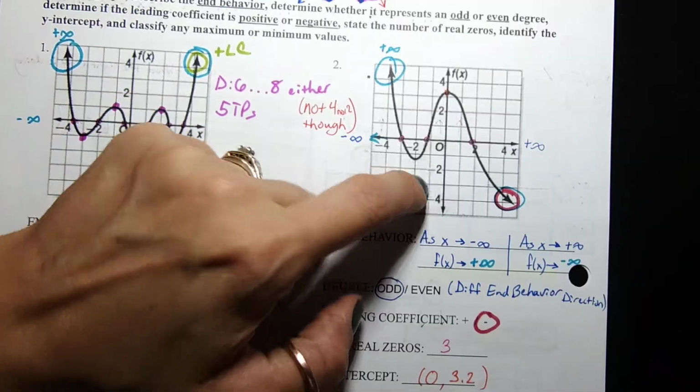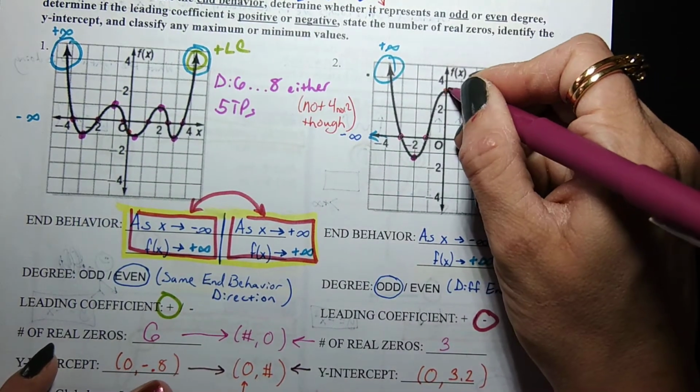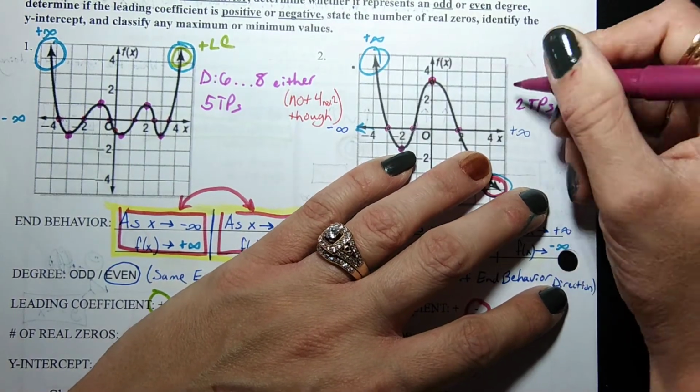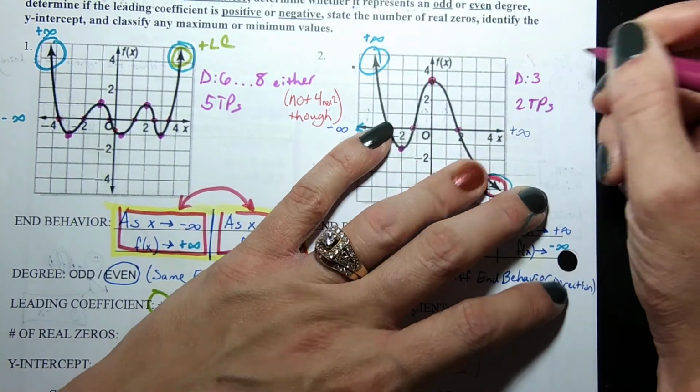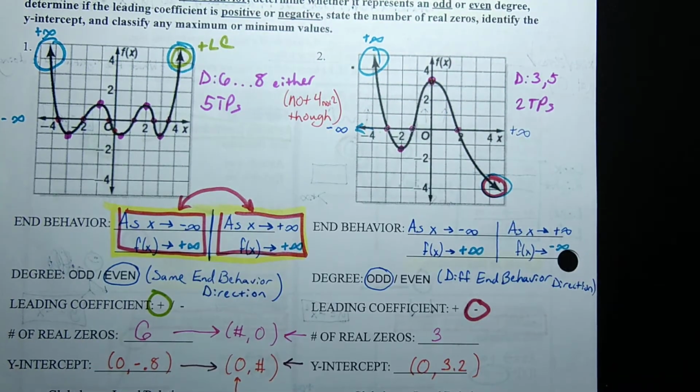How many turning points do we have? 1, 2. 2 turning points. So my degree could be 3. It could be 5. Could it be 1? No, because that would be a line. Should a line have any turning points? No.